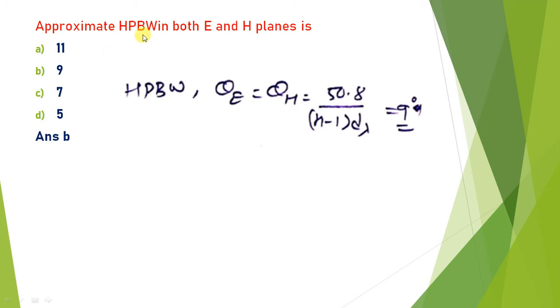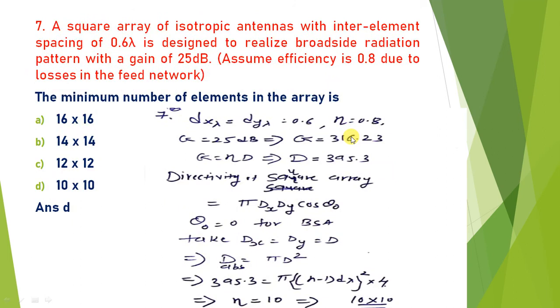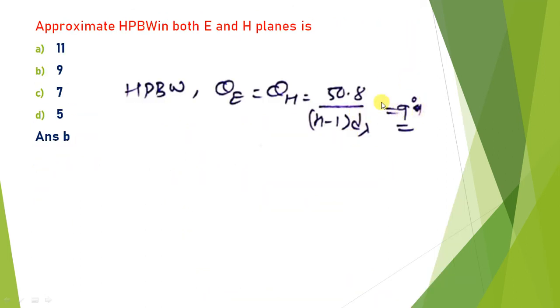Again, the data is same. We have to find out half power beamwidth in both E and H plane. So it is the straightforward equation. The half power beamwidth, theta E equal to theta H, is equal to 15.8 divided by L, and L is (n minus 1) d lambda. So n, you have already found, is 10, d lambda you have 0.6 lambda, and you will get 9 degree as a half power beamwidth.